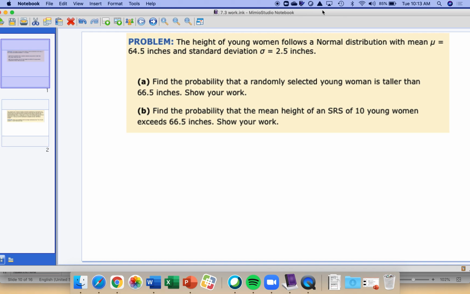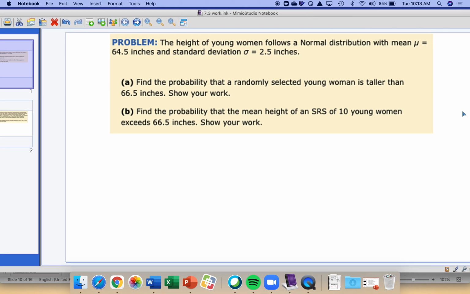Okay, so this says the height of a young woman follows a normal distribution with a mean of 64.5 and a standard deviation of 2.5. So the values that they give you are parameters, right? They give you the mean. I'll draw a circle. Let me get my tools. There we are. Okay, and so we have the mean and we have the standard deviation.